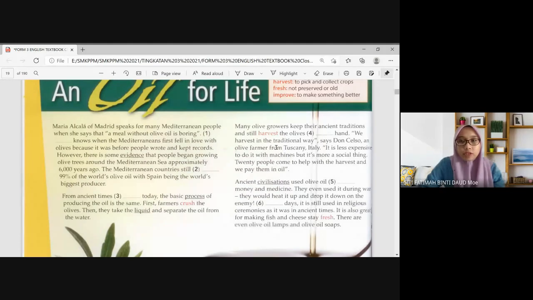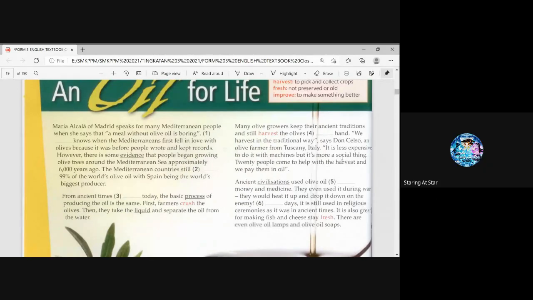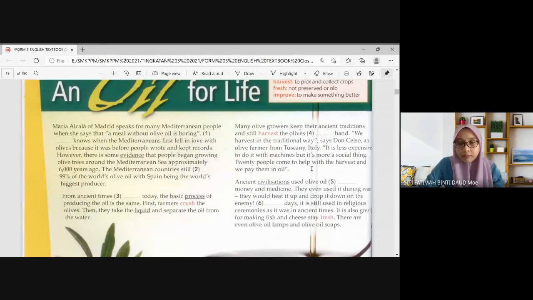We harvest in the traditional way, says Don Celso, an olive farmer from Tuscany, Italy. It is less expensive to do it with machines, but it is more a social thing. Okay, social thing. Maksudnya dia nak pekerja dia lah. What? 20 people come to help with the harvest, and we pay them in oil. See, they don't pay them with money. They pay them with oil.